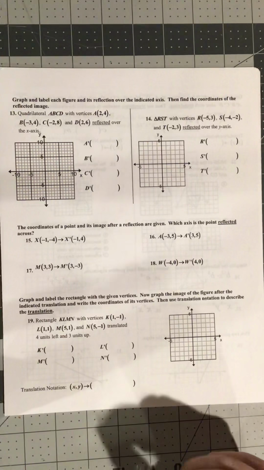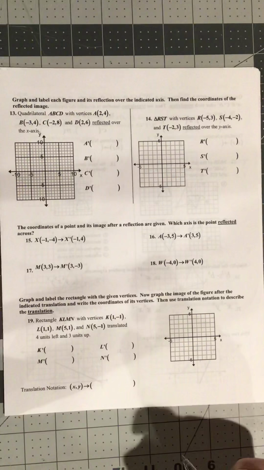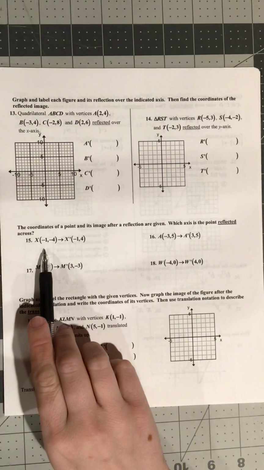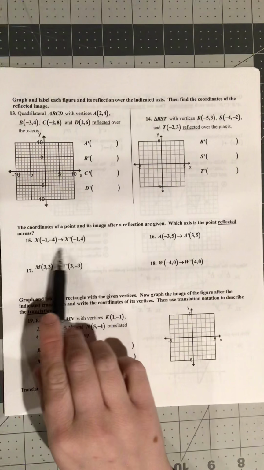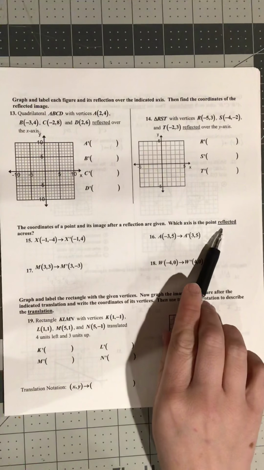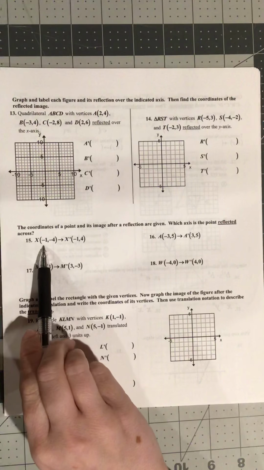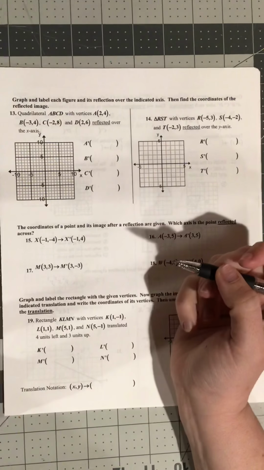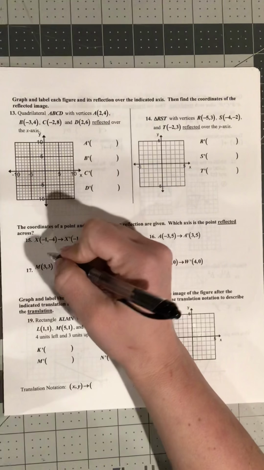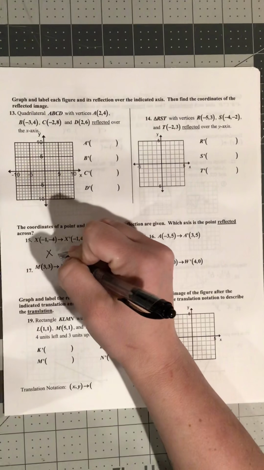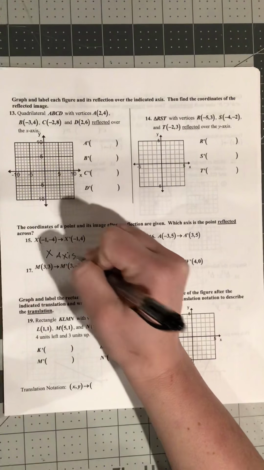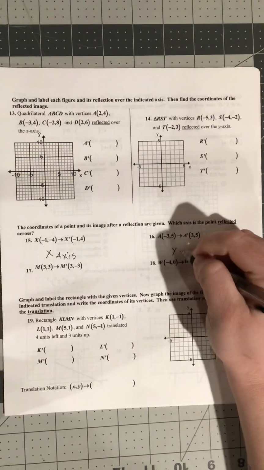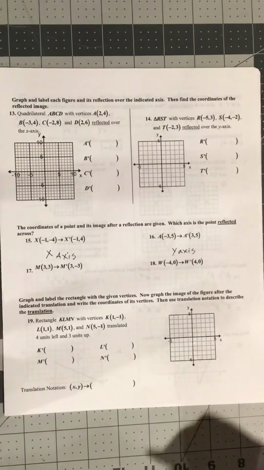So looking at these, they're all reflections. But just look at this. You just ask which axis the point is reflected across. Well, it looks like our x's are the same, so obviously this is the x-axis. Right here, the y's are the same, so it's the y-axis. Cool.